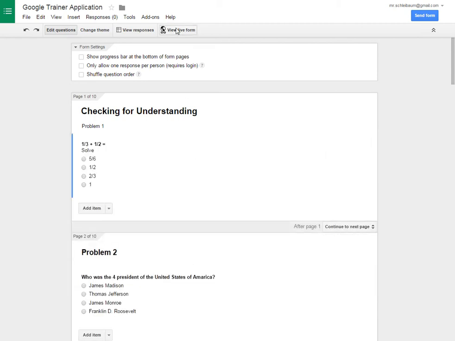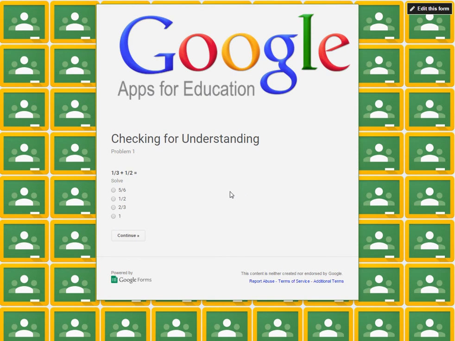How does this look for the students? Let's run over to the live form and look at the live form. This form will be showing the students one problem at a time. So we have 1/3 plus 1/2. We obviously know that answer is 5/6. So if we would click 5/6 and continue, we would continue on to problem number 2.